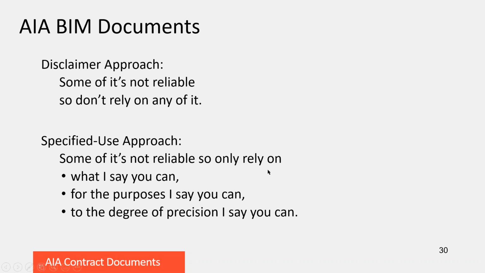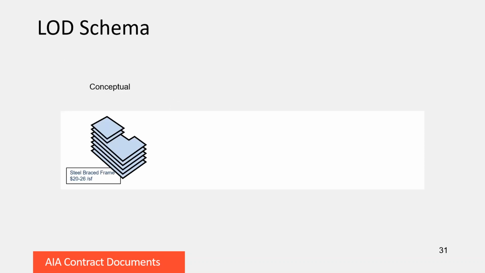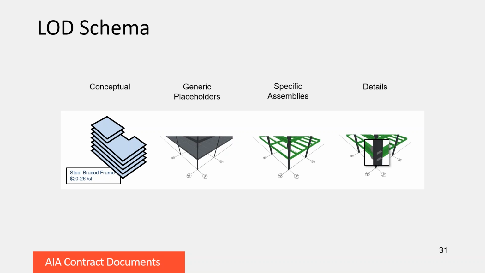So how do you state this series here? What can you rely on? What purposes and what's the degree of precision? Well, that's where the LOD schema comes in. Obviously, systems travel through this journey from conceptual to final design at different rates. The structure usually leads everything. Things like casework and finishes come last. So at any point, these systems are going to be at different stages of completion, but most of them tend to hit certain common milestones.